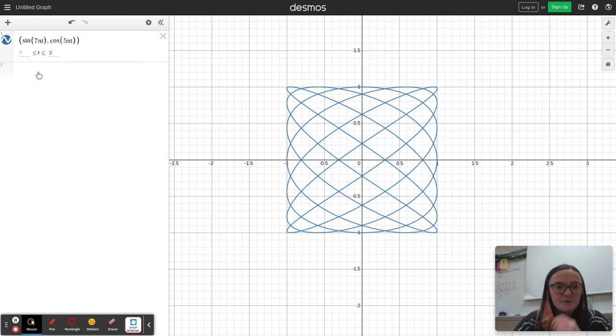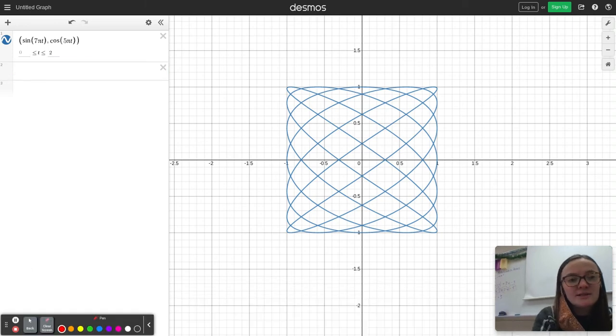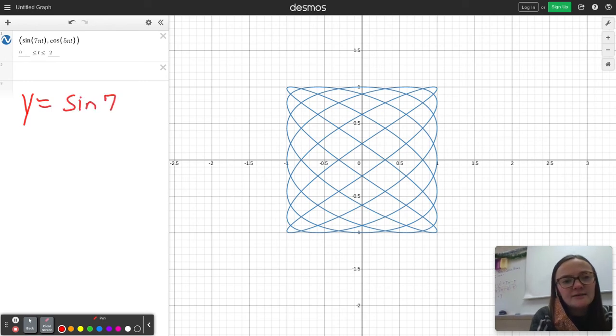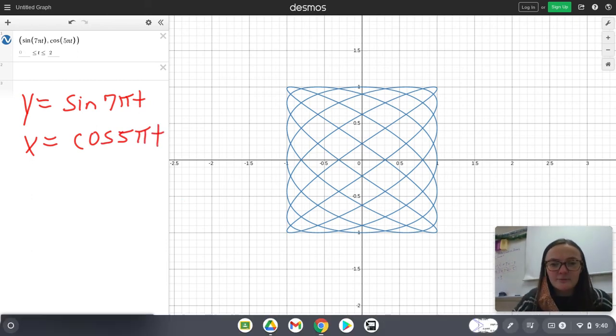And this is actually a parametric graph. Now, technically the parametric graph, let me actually graph it on the screen. This is just how Desmos interprets it. Technically the parametric graph would be y is equal to, if you want to do it on your calculator, y is equal to sine of 7 pi t. X is going to be cosine of 5 pi t. So technically that's what it would have been in parametric mode.